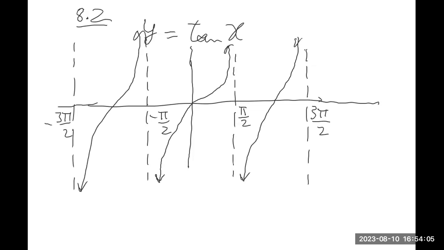The x-intercept of the graph, this one is at the origin, and then at pi, and then negative pi. And similarly, you're going to have 0, pi, and then 2 pi, 3 pi, 4 pi.